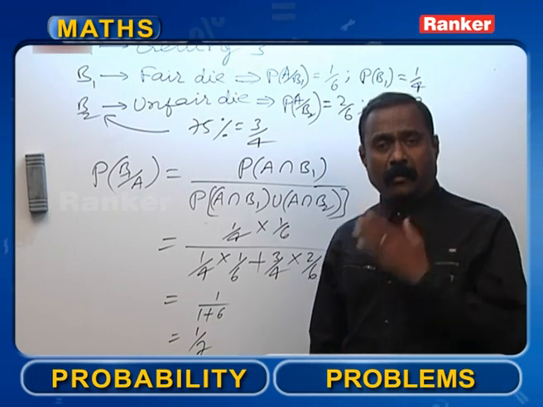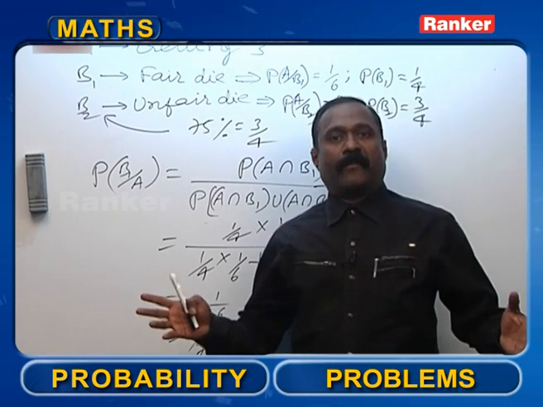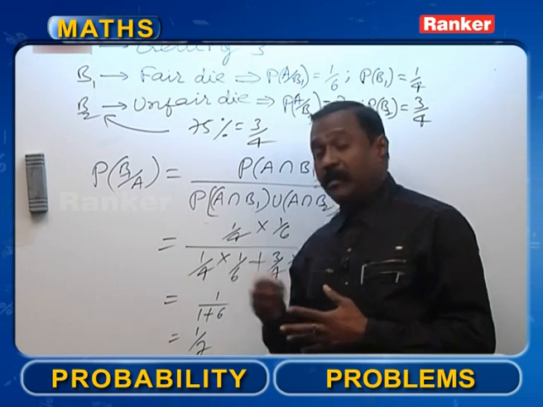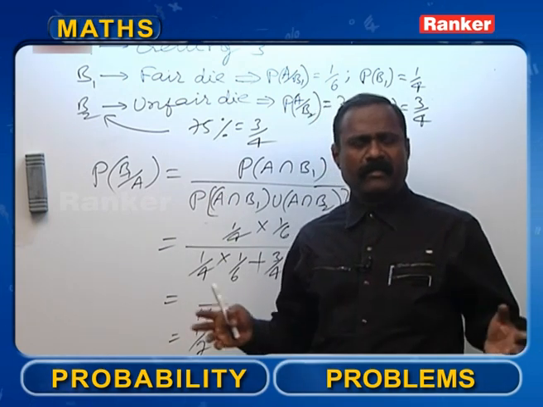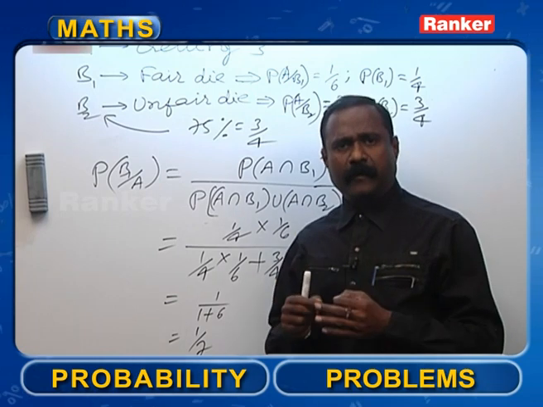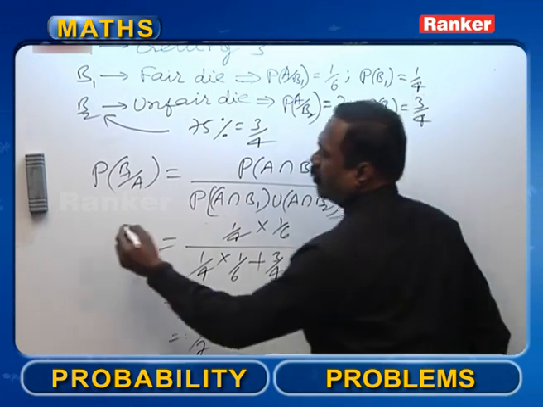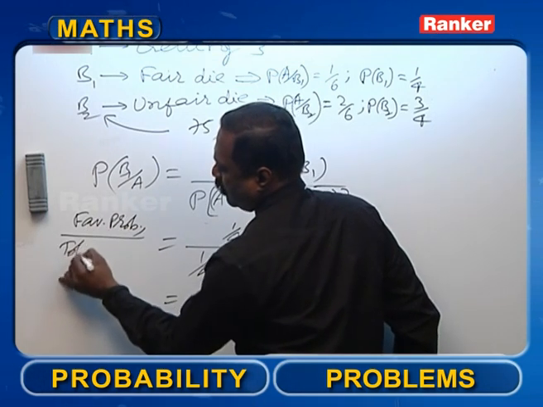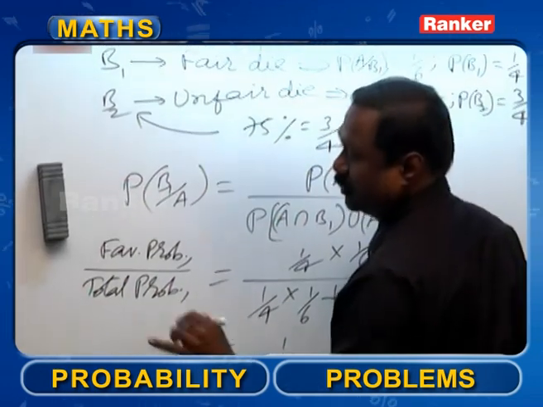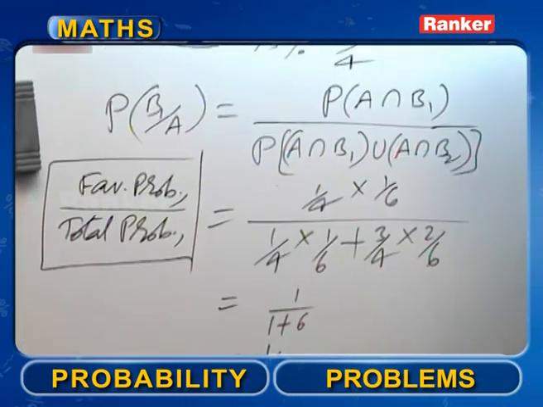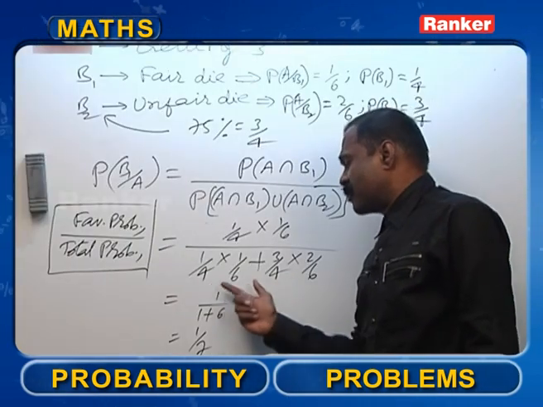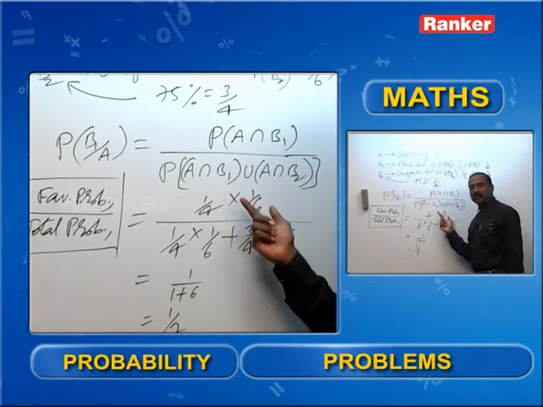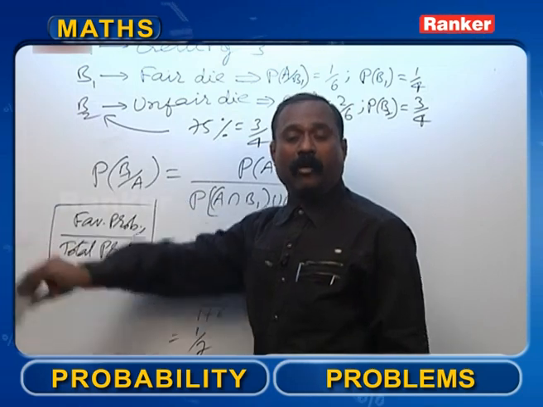Very simple. It is important for all the boards. If you check your CBSE textbook of probability, you will have a separate exercise on Bayes theorem, which is very simple. So simply see the Bayes theorem in this way: favorable probability divided by total probability. What I wrote here is the total probability, and what I require is the favorable, that is why it is sent to the numerator. This is the application of Bayes theorem.